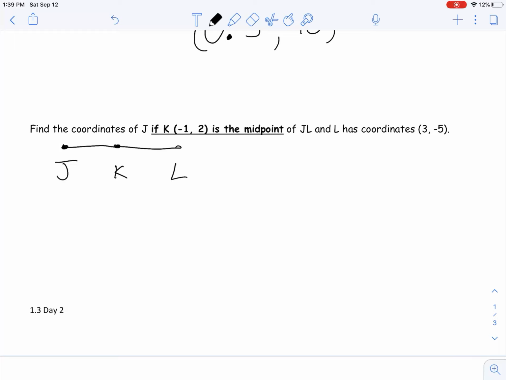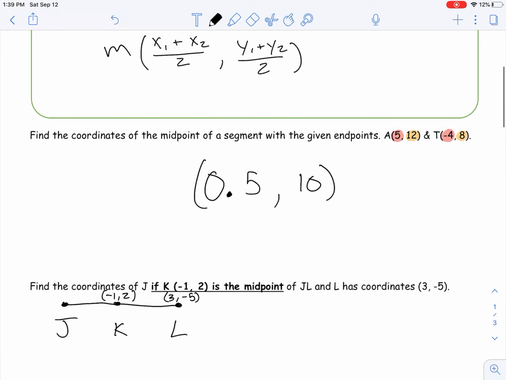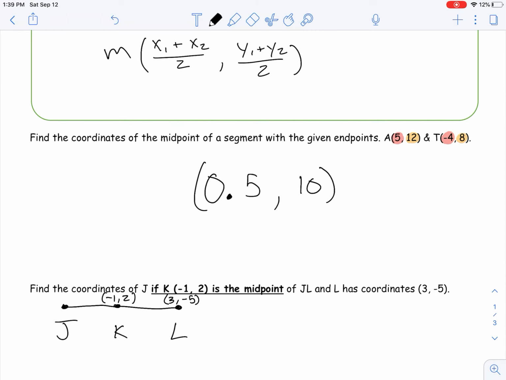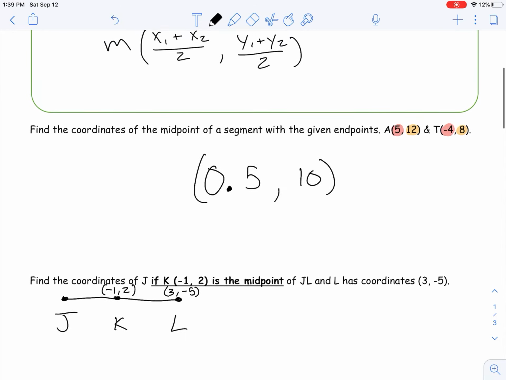So something like that. I know that's not exactly in the middle, but it says K is negative 1, 2, and L is 3, negative 5. Okay, so I'm going to go through it how we are told to go through it in the book, and then I'm going to show you my way as well.